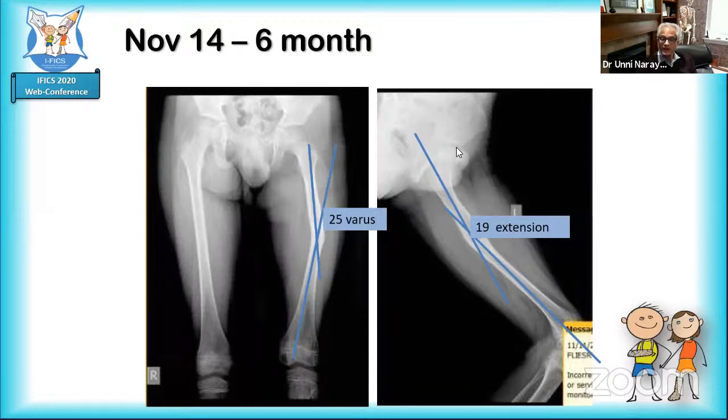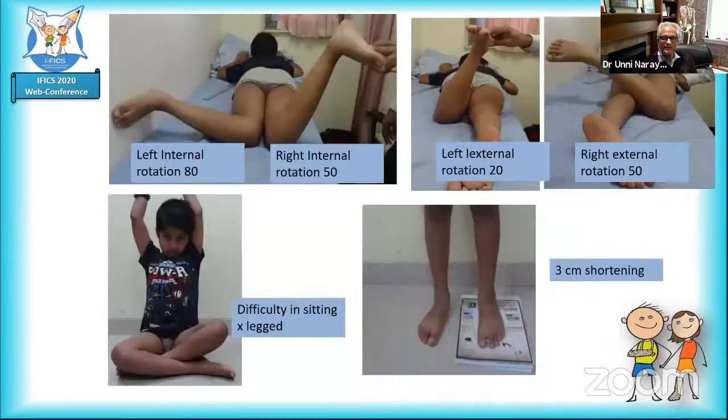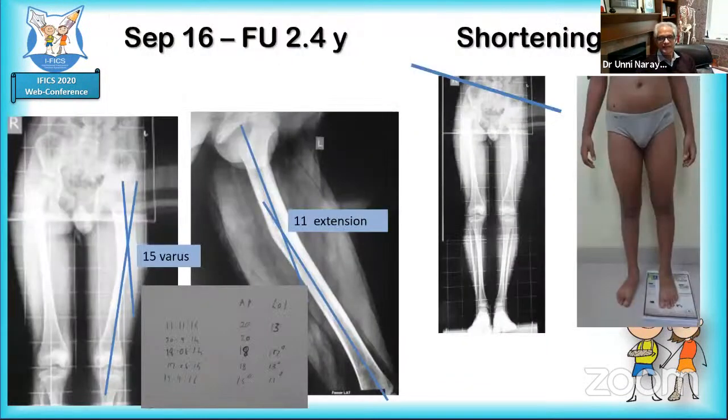Now, with respect to rotation, we know that doesn't remodel. And if he's walking with an internal foot progression angle and is trying to make adjustments for that and walking very awkwardly, I'm afraid you have to address that. So that's what I'm really going to be addressing later on, if that persists.